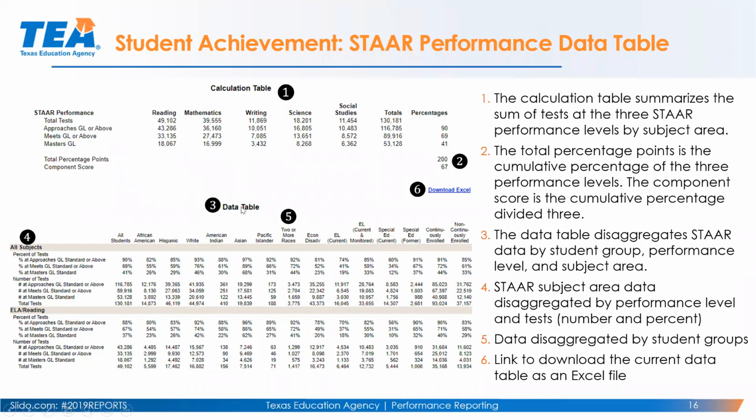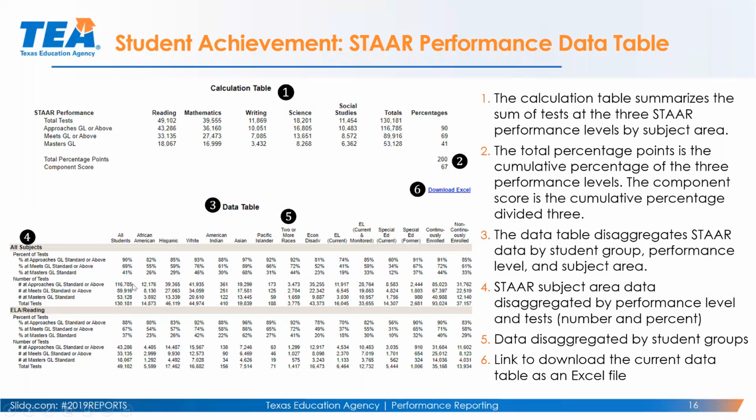Okay, let's focus on the actual data table. Section 3 disaggregates STAR performance by student group, by performance level and subject area. Section 4 shows me the subject area by performance level on tests. I have the number and percent. The top section shows me all subjects, which is a summation of all reading, math, writing, science, social studies tests.